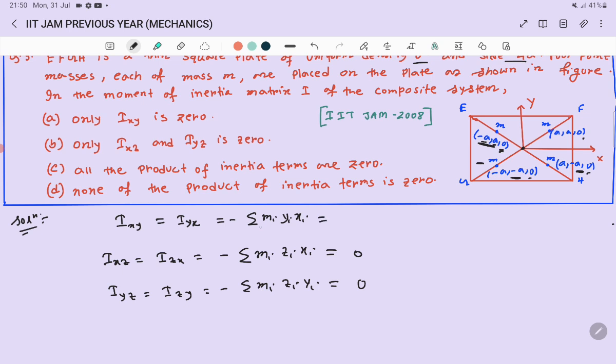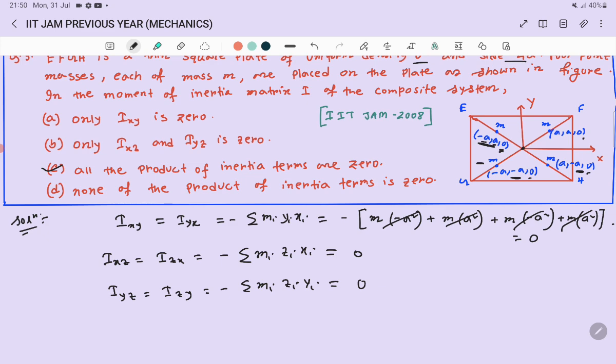But if you see here, for 4 masses, if you open this summation, for the first mass it will be m into yi xi, that is minus a into minus a, that will be plus a square, plus m into the next, minus a into a, that is minus a square, plus m into a into minus a, it is again minus a square, and plus m into a, that is a square. Now you can see this m a square and m minus a square will be cancelled out, again m a square and m minus a square will be cancelled out, so it will also be 0. So ultimately you can see all the product of inertia terms are 0. So option C will be correct.